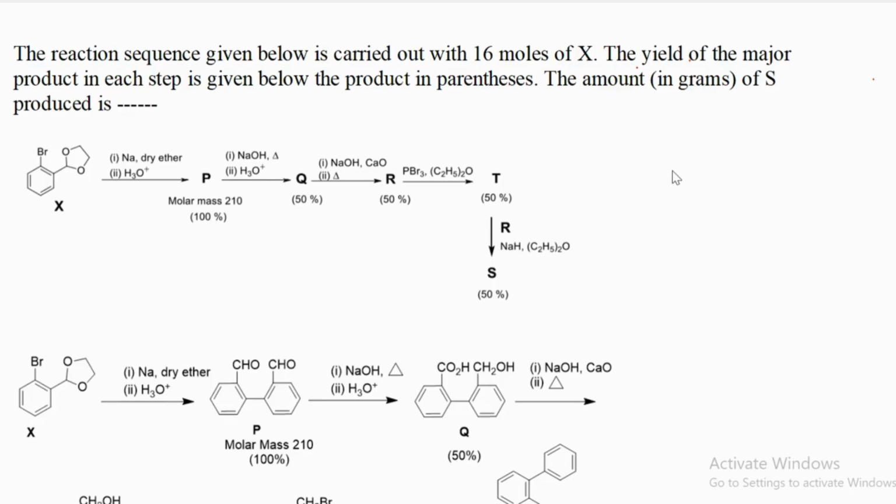In today's lecture we are going to solve one JEE Advanced problem. This is one of the interesting problems. Let's start with this. The reaction sequence given below is carried out with 16 moles of X. This is the starting material, and the yield of the major product in each step is given in the bracket. Now we have to find out the amount of S produced in grams. Okay, so this is the problem.